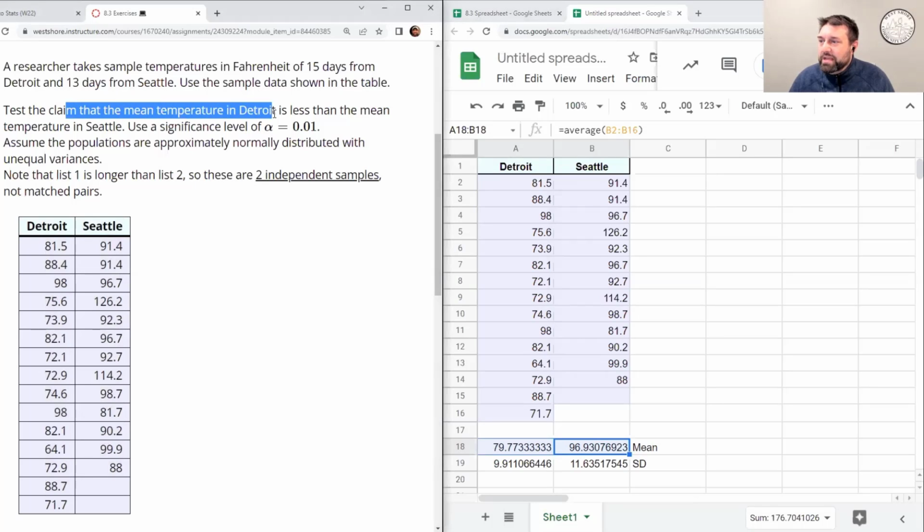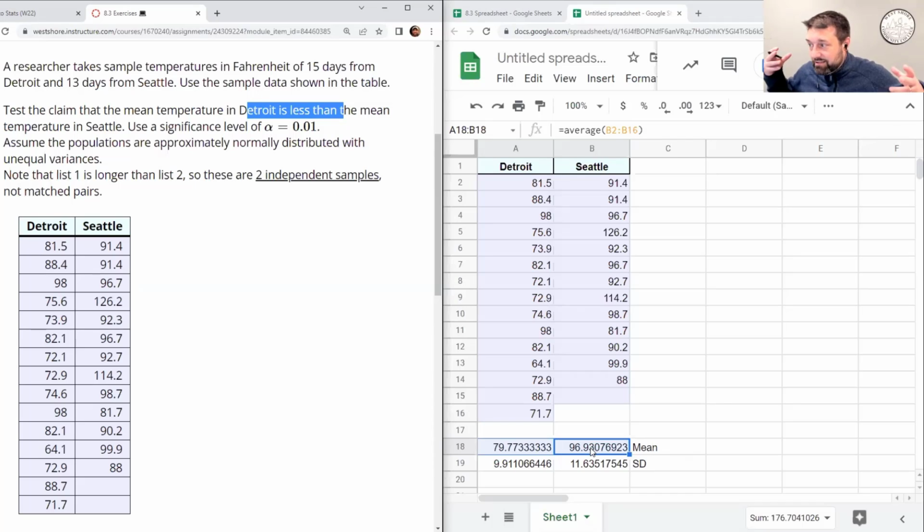Test the claim that the mean temperature in Detroit is less than the mean temperature in Seattle. So looking at the numbers, you could say, well, yeah, look, it's 79 and the other one's 96. But again, maybe we just had an awkward sample of data from Detroit where it was abnormally cold and an awkward sample from Seattle where it was abnormally warm, right? Maybe that's what happened. We don't know. We got to run through the numbers. And so let's do that.